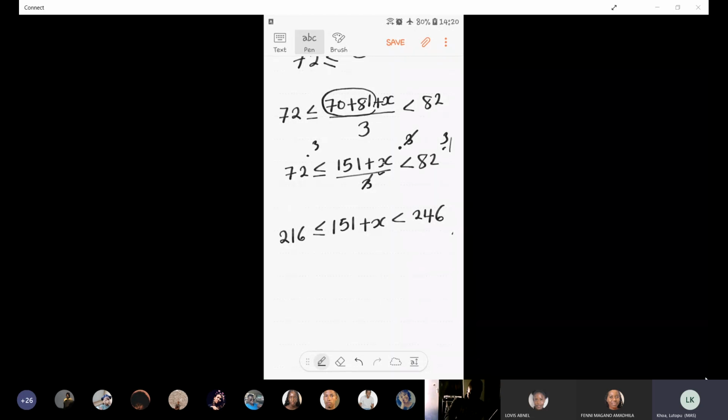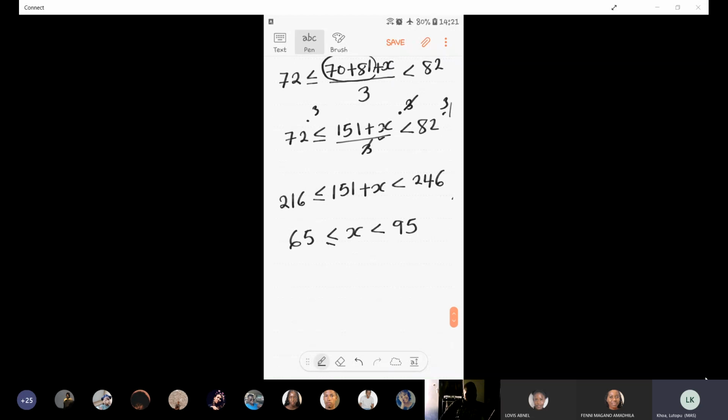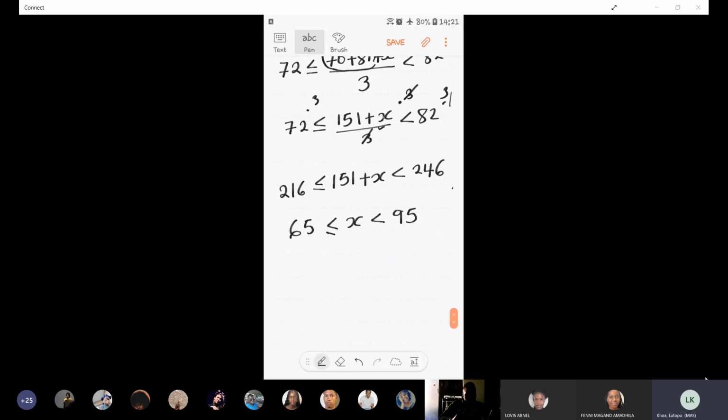So I say 216 minus 151, I get 65. This is less than or equal to x, this is less than 95. Okay, so if in the last remaining test she gets between 65 and 95%, then she will get a C for the course. So we write this as a sentence.